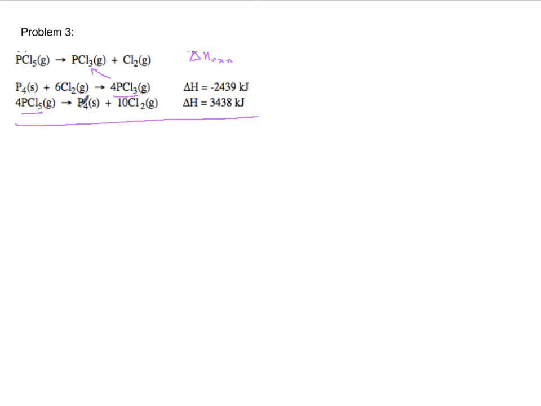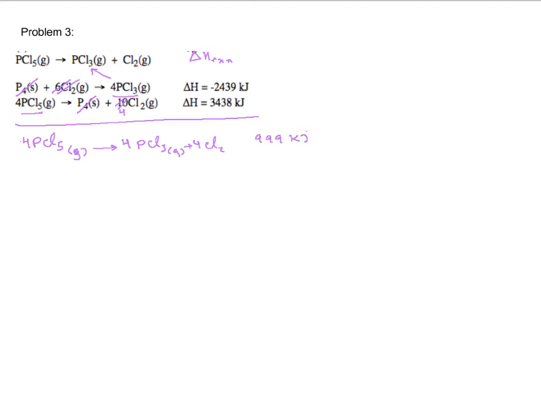So P4 and P4 solid, they cancel each other out. 6Cl2 versus 10 on the other side, this 6 goes away and I only have 4. I bring down, I have 4 PCl5 gas, giving me 4 PCl3 gas plus 4 Cl2. Now if I add these two numbers, I will get 999 kilojoules.